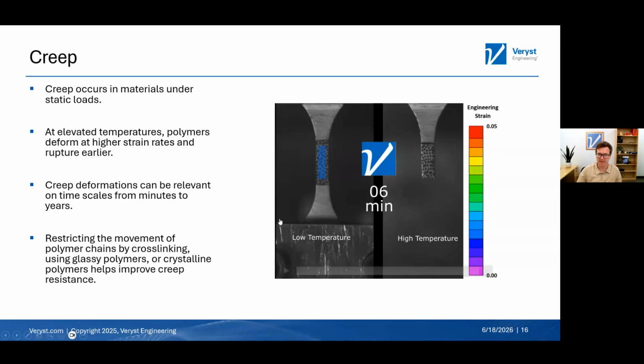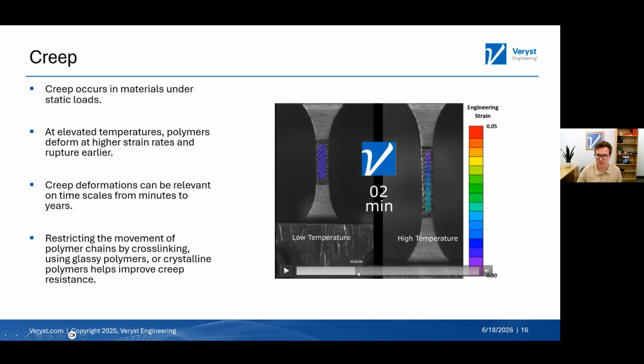This video that's playing is from one of our test fixtures. We're using what's called digital image correlation to measure the strain in these samples. But as I go back here, these tests are done at the same stress, and it's the same material, but these are at 2 different temperatures.